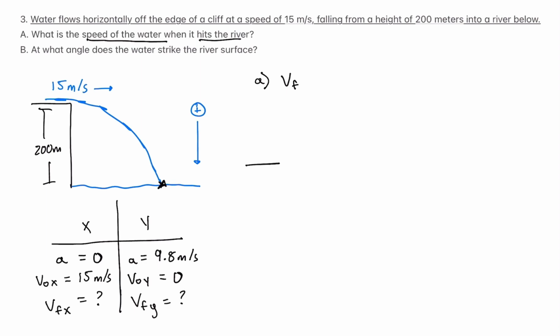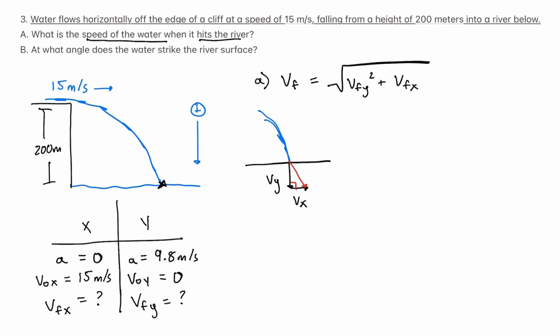We can redraw the water hitting the river and analyze the x and y components. It has some final velocity y and some final velocity x. And we are looking for the sum of these vectors, which is also the hypotenuse of a triangle we just drew. So we can say VF is equal to the square root of VFY squared plus VFX squared.